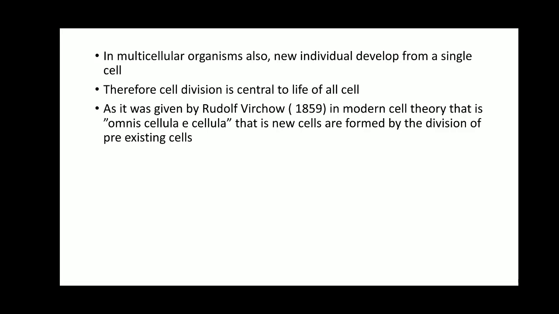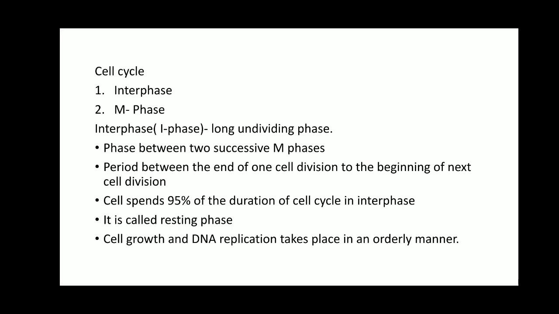Initially, a single cell is formed, known as the zygote. This zygote undergoes repeated cell division. Cell differentiation takes place, giving rise to tissues, and a number of tissues together form organs. So in multicellular organisms, a new individual develops from a single cell. Therefore cell division is considered central to the life of all cells. Right? So now let us see in detail the cell cycle. What do you mean by cell cycle?